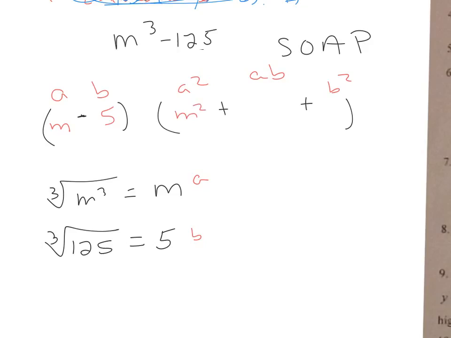M squared, 5m in the middle, and then I have 5 squared, the b squared. 5 squared goes right over here, b squared, that's 25. So that's my answer, and that's factored completely.